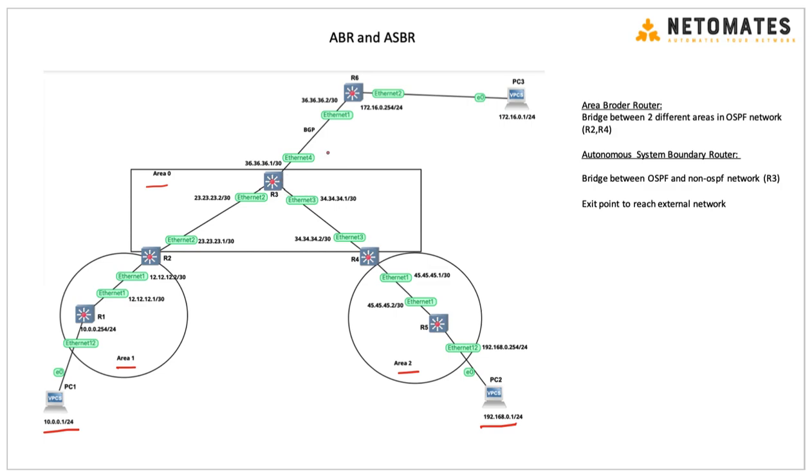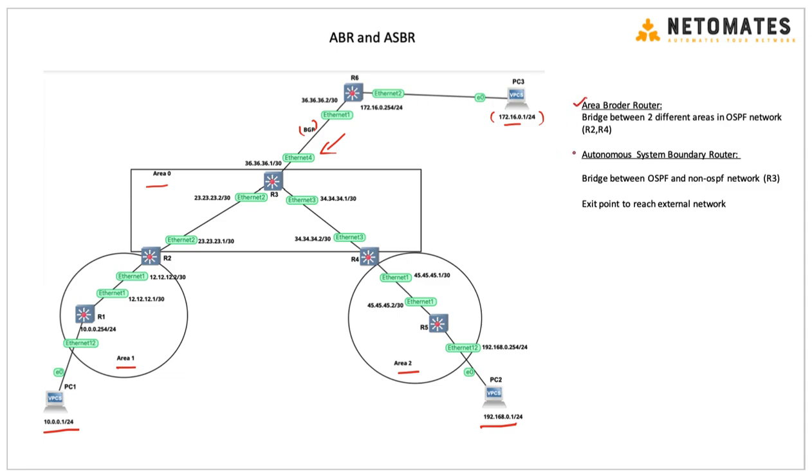There is another router, R6, connected to R3 in the backbone area, and it has been configured with BGP. So the purpose of R6 in this topology is to advertise the PC3 network, which is 172.16.0.0, into OSPF.